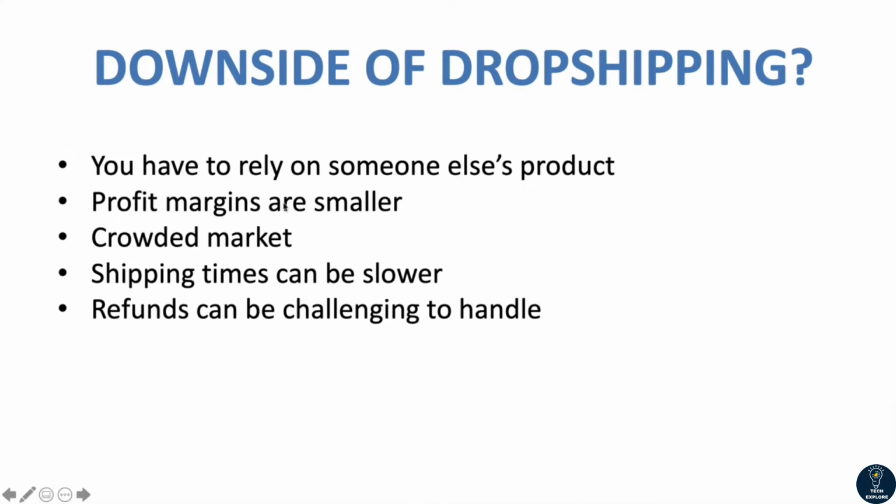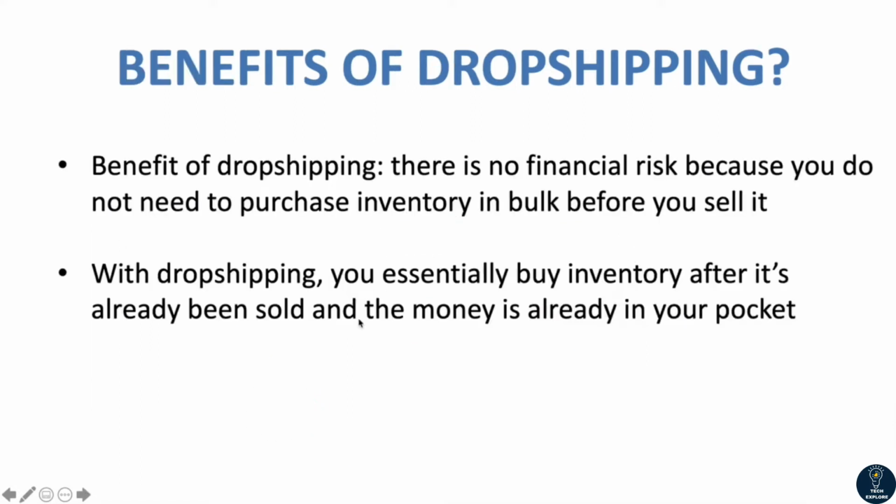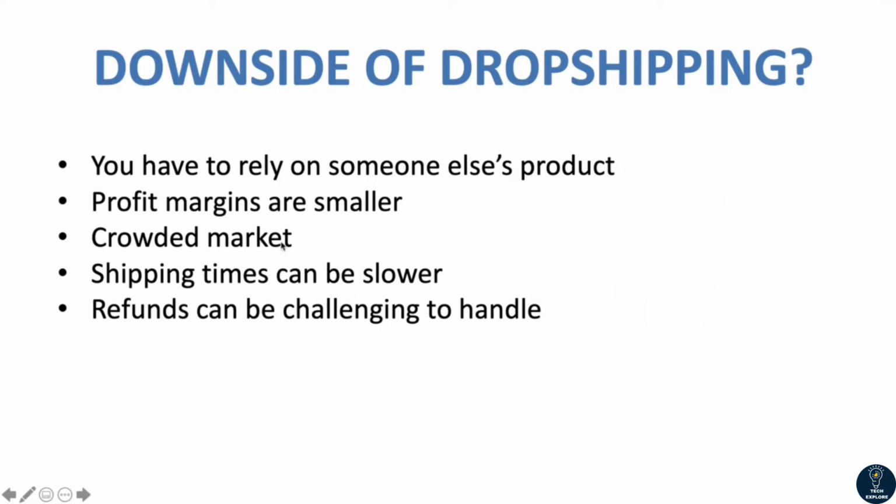Profit margins are smaller, right? Because as you can see earlier, although you're selling the t-shirt for $30, you have to spend $8 of that $30 to make a $22 profit. So in some cases, profit margins can be smaller than if you had just purchased a bunch of products in bulk up front.